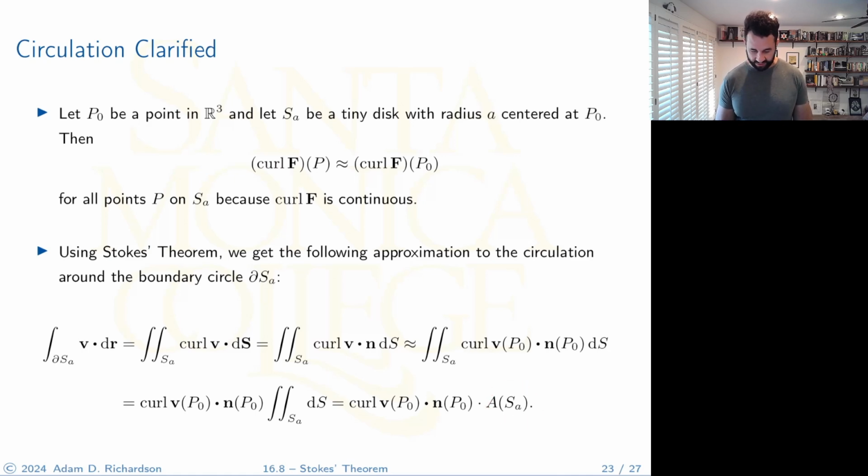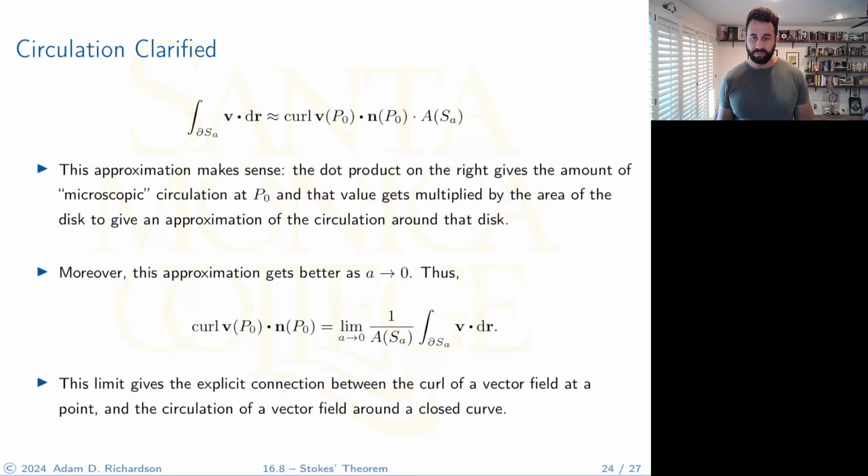Putting all this together, we have this approximation. This line integral is approximately equal to this value here multiplied by the area of the surface. This approximation makes sense if you look at the pieces of this result. The dot product here is telling you the amount of microscopic circulation, quote unquote, at the point P naught. Then we scale that value by the area of the teeny tiny disk that has P naught as its center. And that's going to give us an approximation to the circulation around that teeny tiny disk.